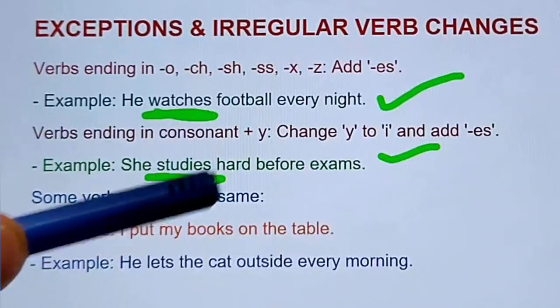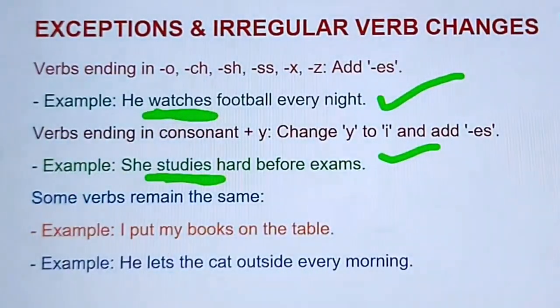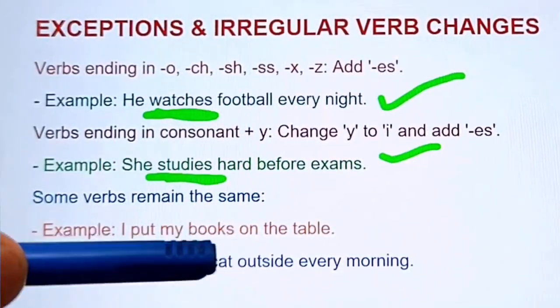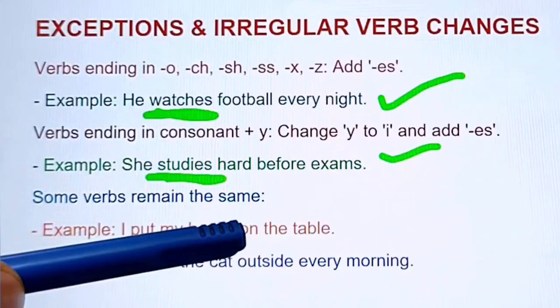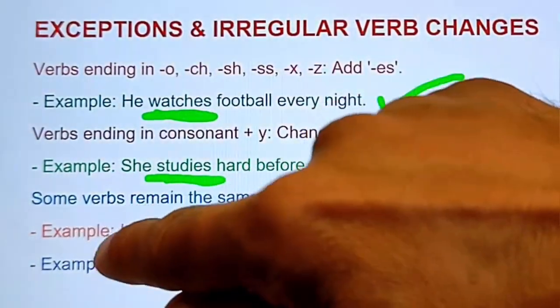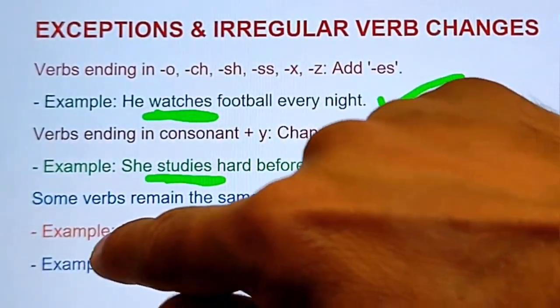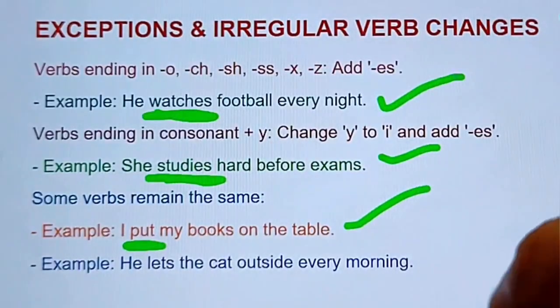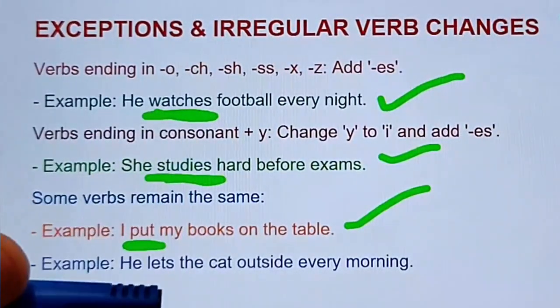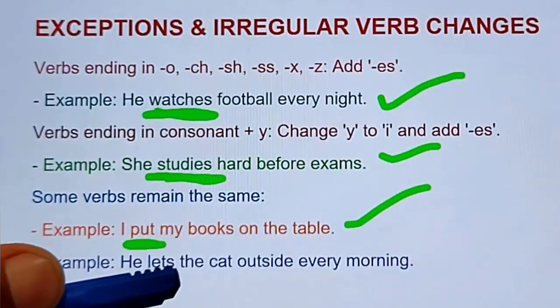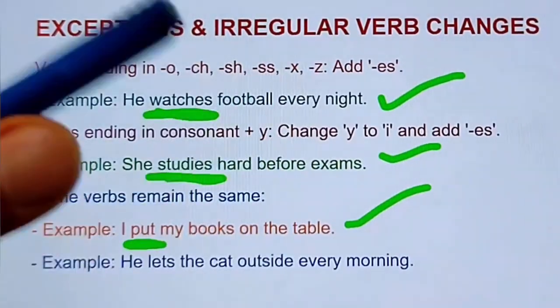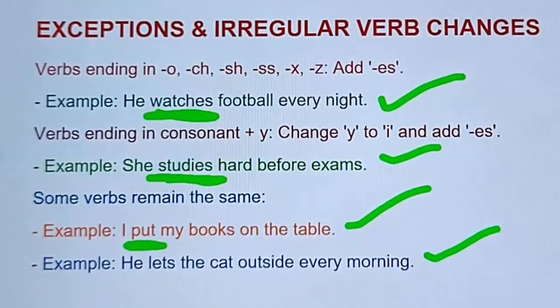Some verbs remain the same, nothing changes in them. For example, I put my books on the table. So put here has no change in the verb. And one more example here, he lets the cat outside every morning.